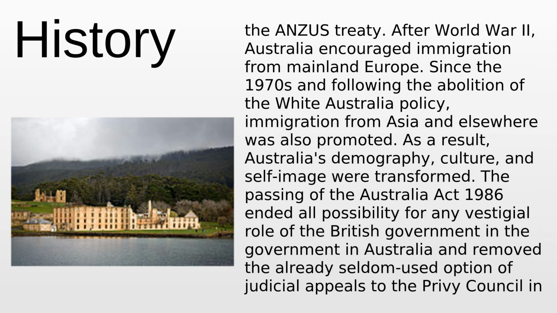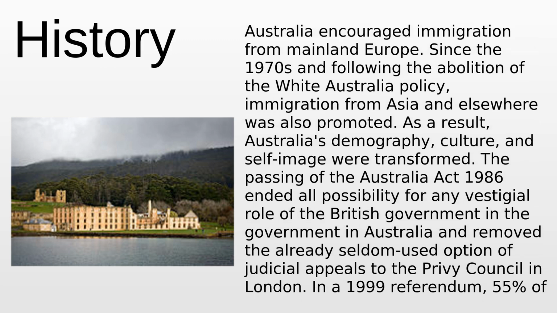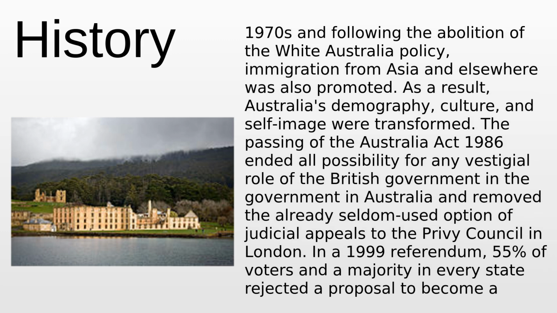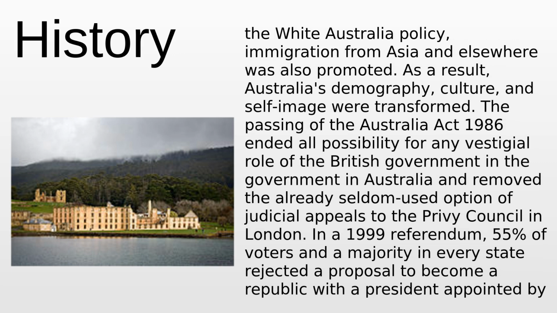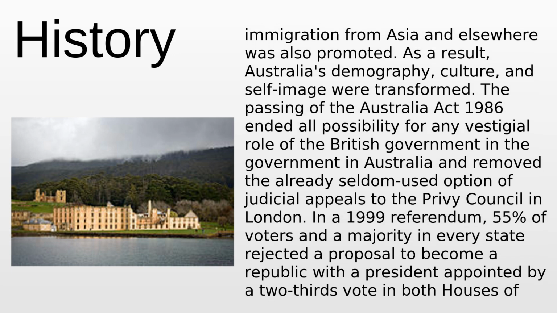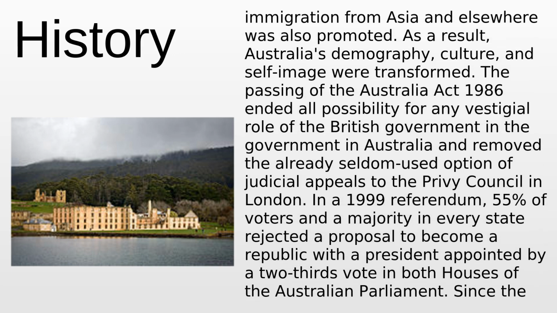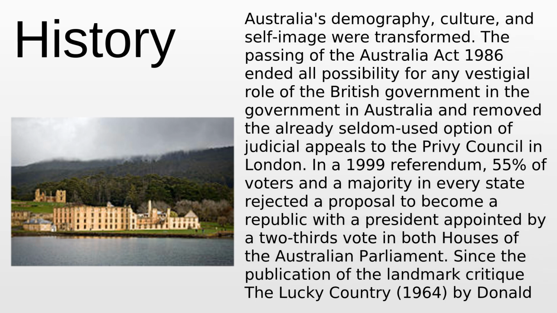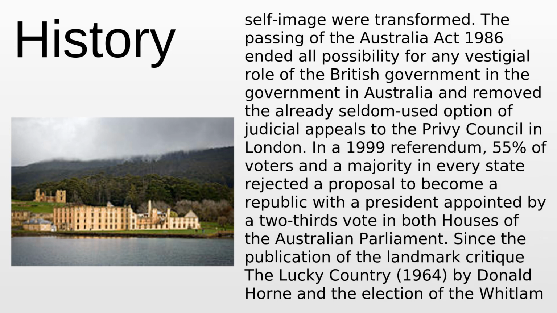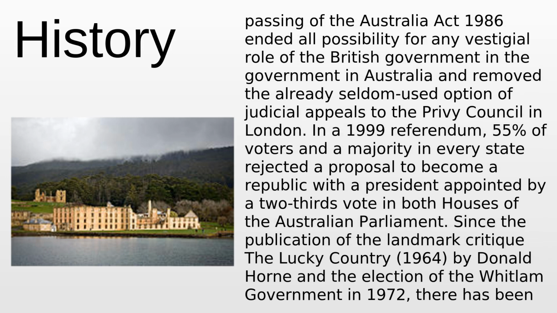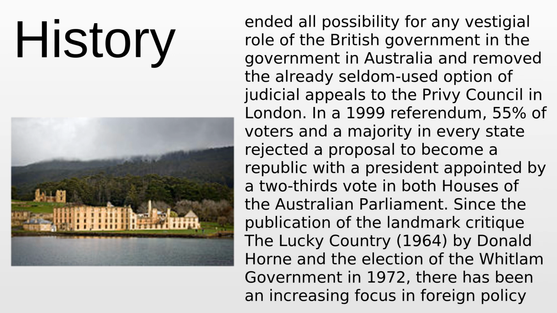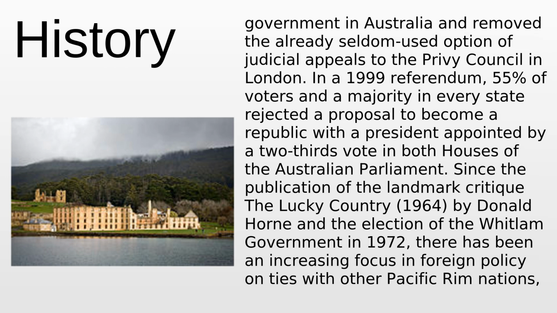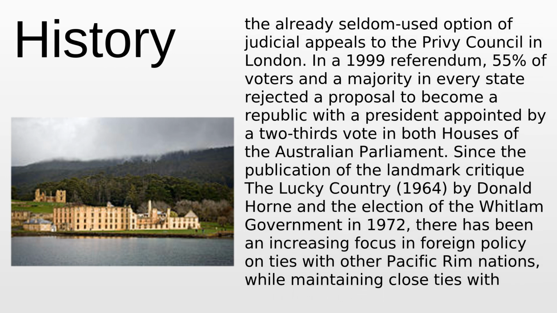After World War II, Australia encouraged immigration from mainland Europe. Since the 1970s and following the abolition of the White Australia policy, immigration from Asia and elsewhere was also promoted. As a result, Australia's demography, culture, and self-image were transformed. The passing of the Australia Act 1986 ended all possibility for any vestigial role of the British government in Australia and removed the already seldom used option of judicial appeals to the Privy Council in London.